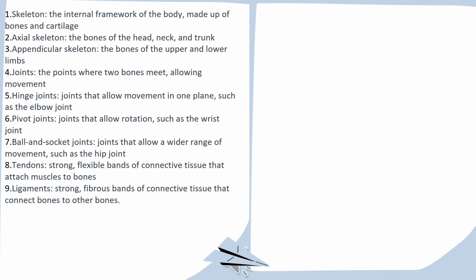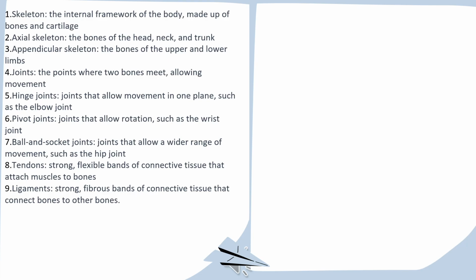Vocabularies. 1. Skeleton, the internal framework of the body, made up of bones and cartilage. 2. Axial skeleton, the bones of the head, neck, and trunk. 3. Appendicular skeleton, the bones of the upper and lower limbs. 4. Joints, the points where two bones meet, allowing movement.